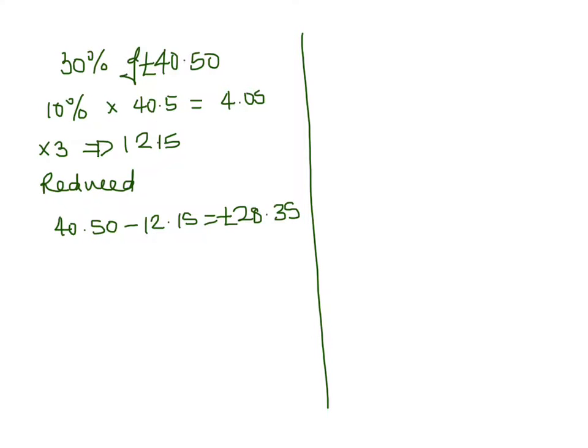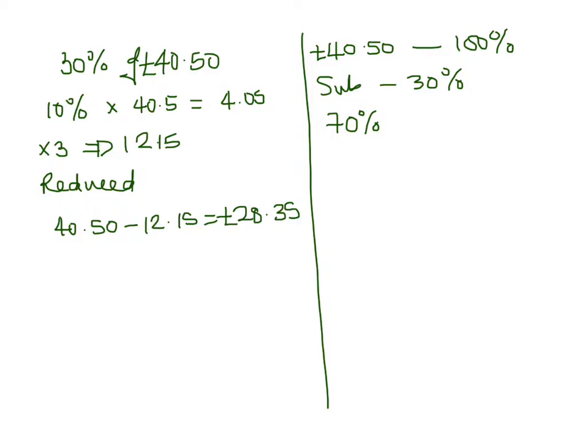Now, I can do it a much quicker way. If I know that the £40.50 is my 100%, which it is, and it's going to be reduced by 30%, it means they're going to subtract 30% from my 100%. It means that I will pay 70% of the cost. So all I've got to do is take my £40.50, times that by 70%, or as a decimal, which I'm sure you would want, 0.7, and that will take me straight to my answer of £28.35. So that's the quick way to do it.